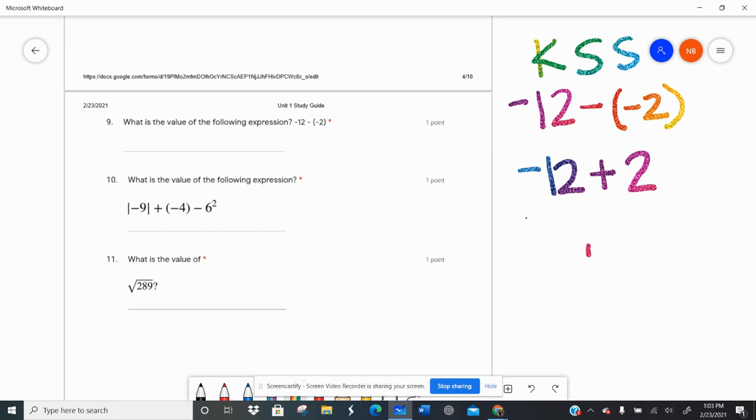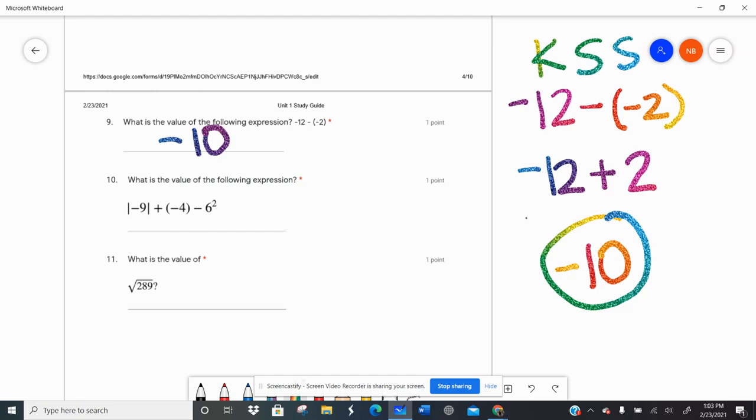12 minus 2 is 10, and I'm going to keep the sign of what I have more of. I have 12 negatives or 2 positives. I have more negatives. So my answer is -10.